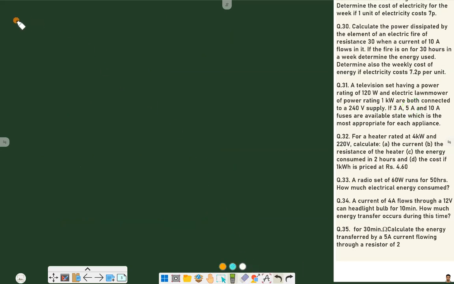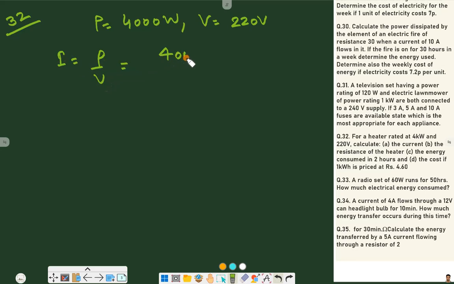Going to question number 32. We have a heater and its power is rated as 4 kilowatt. So power is 4 kilowatt or 4000 watts and potential is 220 volts. We have to find the current, resistance, energy consumed in 2 hours and cost. So first of all, we will find current. So current is power by potential, because power is potential into current. So 4000 by 220, and it will be 200 by 11, and that will be 18.2 amperes.